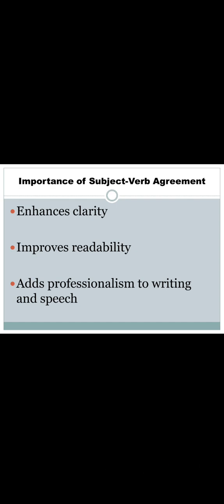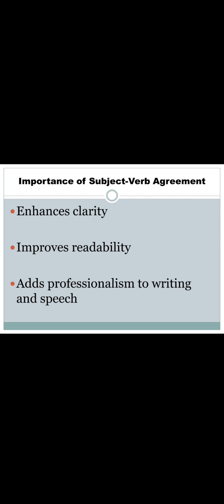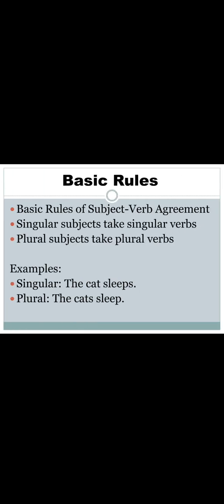So why is the subject verb agreement important to us? What is the role of its importance in grammar? First, it enhances clarity. The reader must improve his language, and he must know the correct grammatical sentences, so that way it gives clarity and improves readability. It adds professionalism to writing and speech. It can also improve our writing and speech through the correct match of the subject verb agreement.